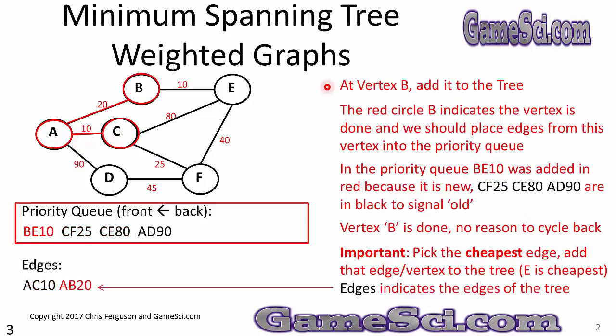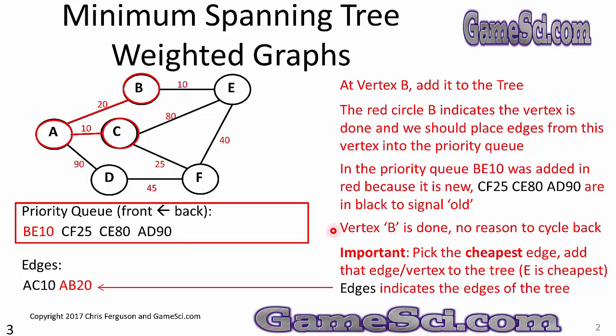At vertex B, add it to the tree. The red circle B indicates the vertex is done and we should place edges from this vertex in the priority queue. The red circle indicates B is done. In the priority queue, BE10 was added in red because it is a new edge. CF25, CE80, and AD90 are in black to signal they are older edges that have already existed in the priority queue. Vertex B is done.